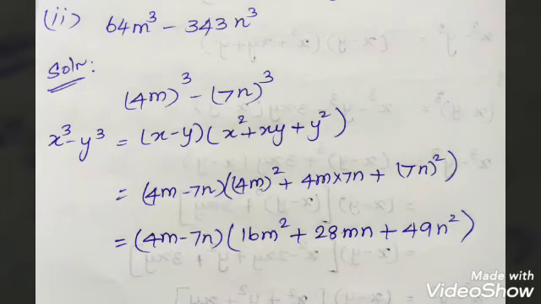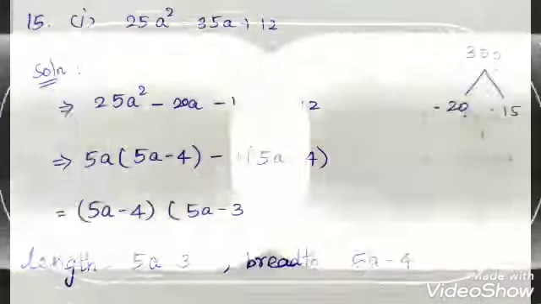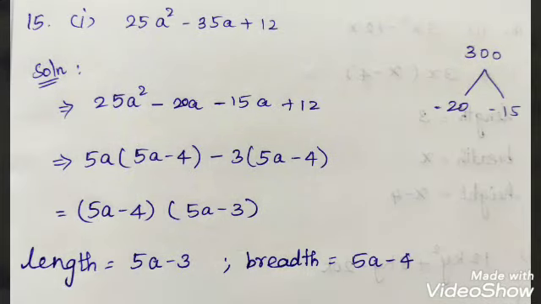Now we found out our x and y, right? So substitute in the formula. (4m minus 7n) into (4m) square plus 4m into 7n plus (7n) square. If we simplify, we will get the answer.